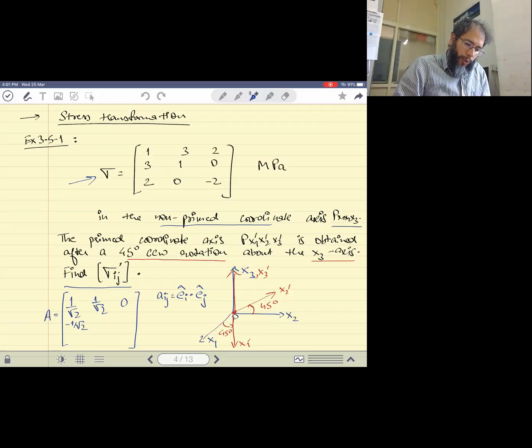Then next we have A22, that is the dot product of E2 prime and E2, which is cos 45, which is 1 by root 2. These two. And the third one, which is A23, again is 0.